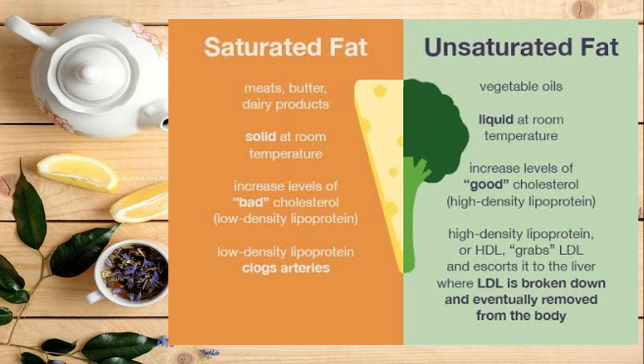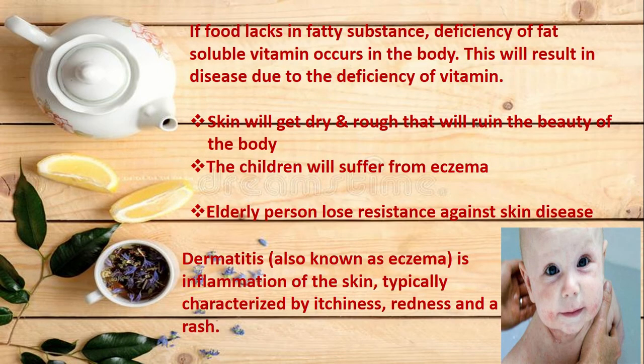So dear learners, here we should include those fatty foods in our daily food menu which can supply essential fatty acids and can dissolve vitamins in the solution. Next, if food lacks fatty substance, what will happen? Deficiency of fat soluble vitamins occurs in the body. So this will result in disease due to the deficiency of vitamins. The skin will get dry and rough, which will ruin the beauty of the body. The children will suffer from eczema.